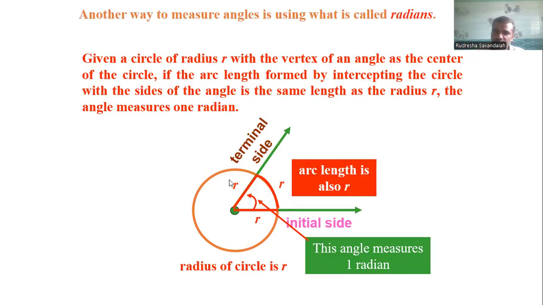This is the initial side, this is the terminal side. Always the terminal side starts at 0 degrees, then will be 30 degrees, then 45 degrees, then 90 degrees, then 120 degrees, then 135 degrees, then 180 degrees. This will be the variation. See here, from your initial side to terminal side, the angle is 30 degrees. The angle measures 1 radian. Arc length is also r.